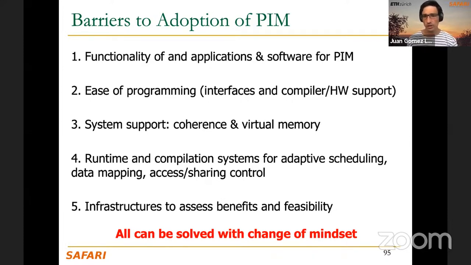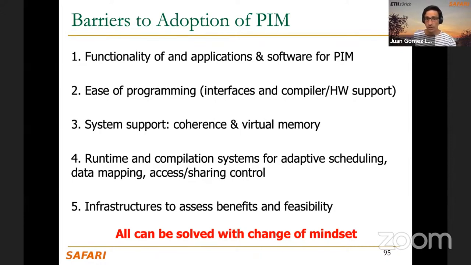But then there are more things, right? Like runtime and compilation systems for adaptive scheduling, data mapping, sharing, access sharing, and control. We have already mentioned some of these, like the need for intelligent scheduling in, for example, the PEI paper. I have also very quickly mentioned the issues with data mapping, doing the optimal data mapping in Tesseract or in the TOM paper, and so on.